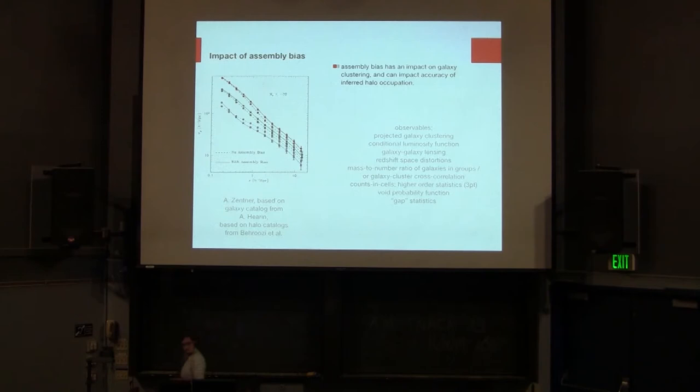This is a plot made from this recent galaxy catalog by Andrew Hearin, where he started with abundance matching and then assigned galaxy color essentially based on the formation history of the halo. That results in different clustering predictions. This shows red galaxies, blue galaxies, and all galaxies. It results in different predictions for the clustering because the color is directly related to the formation history.